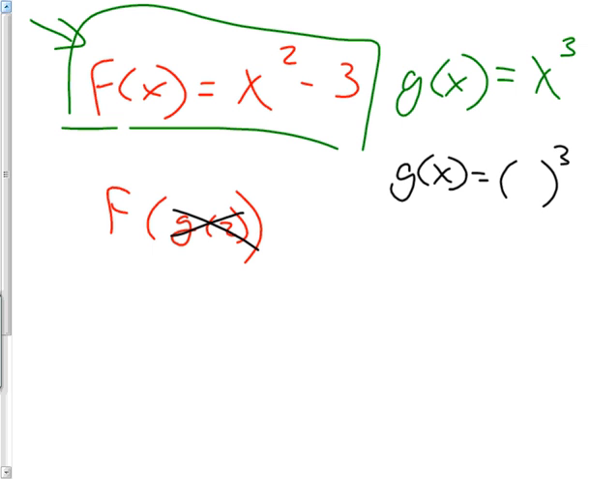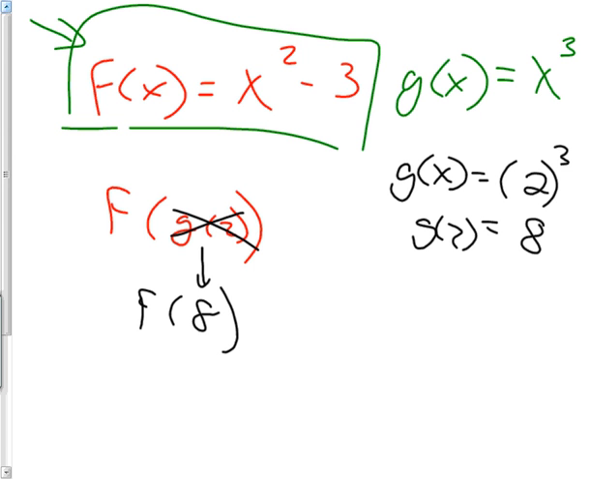Then I drop whatever they told me to in here, and they told me to drop in a 2. So g of 2 would be 2 cubed, which is 8. So I drop in 8. So now it's f of 8. See, I just replaced g of 2 with 8. Now it's f of 8.